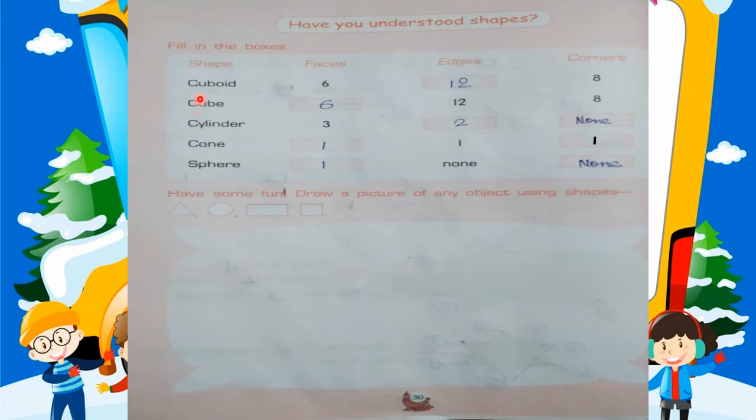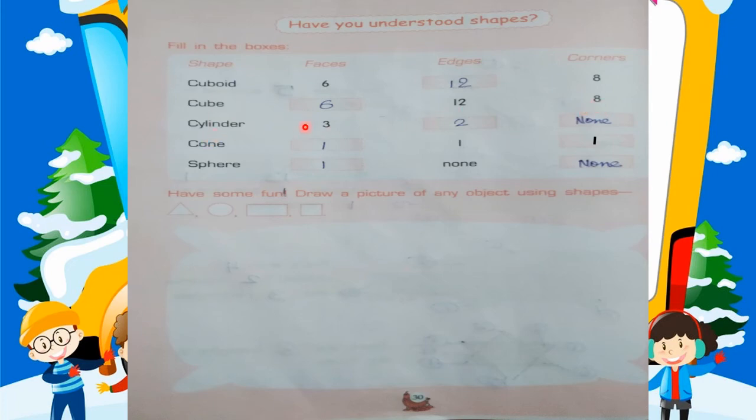So in a keyboard there are 6 faces. How many faces? 6 faces. 12 edges. How many edges? 12 edges. Okay, and how many corners? 8 corners. Okay, in a keyboard there are 6 faces, 12 edges and 8 corners. Next, cube. So in a cube, how many faces? 6 faces. Okay, how many edges? 12 edges. And how many corners? 8 corners.